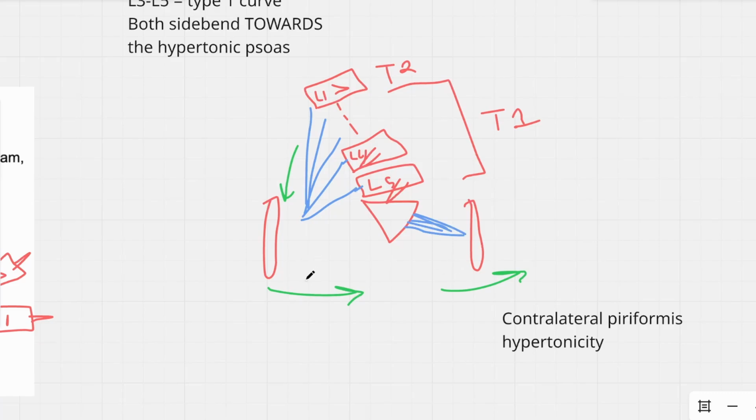towards the hypertonic psoas because it quite literally pulls it in that direction, and it pushes the pelvis towards the contralateral piriformis, which kind of stretches it. Maybe you can think of it like that way, and that causes the contralateral piriformis to hold on for dear life and become hypertonic as well.